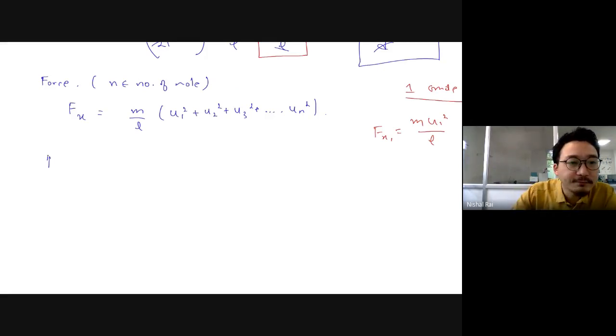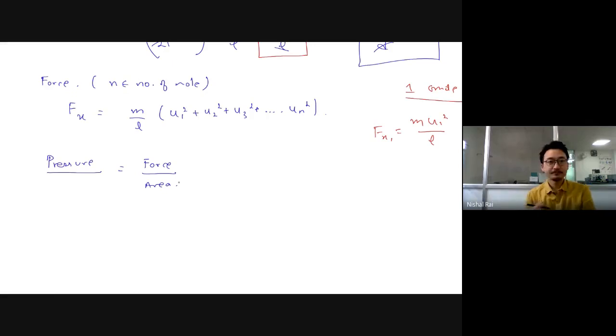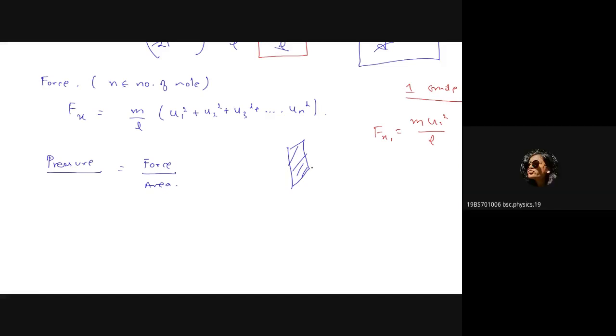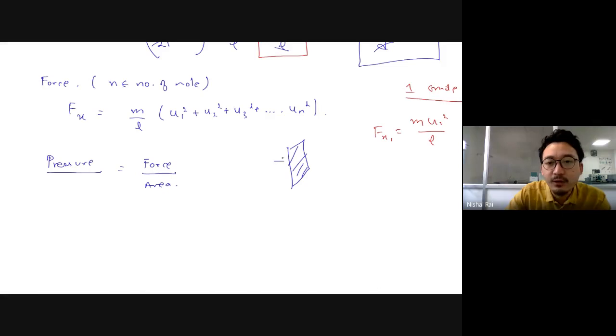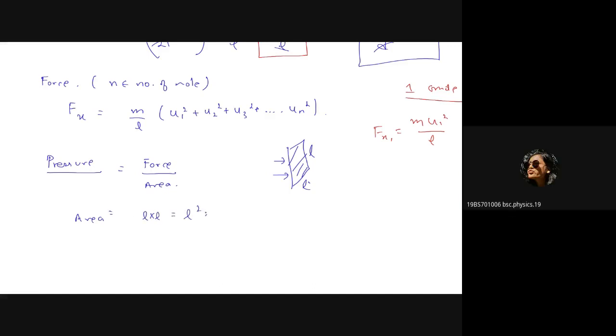Now, do you know what pressure is? Now we are finding pressure. Pressure is force per unit area. Now these molecules are hitting your right wall. So the pressure produced due to these n molecules is the force, as you have already over here, divided by the area. What is the area of the wall on your right? This was L, this was also L. So the area is L into L, which is L square.